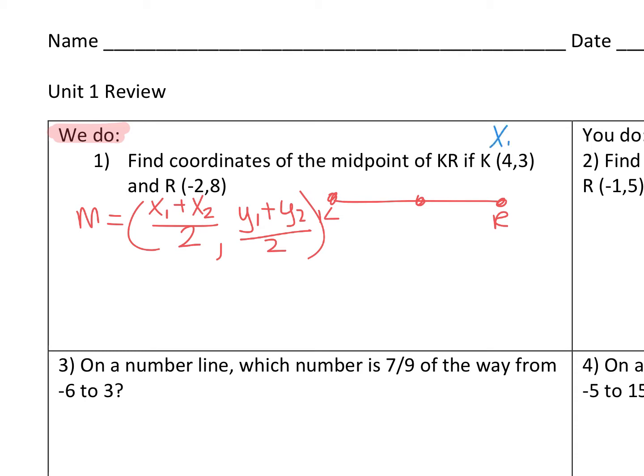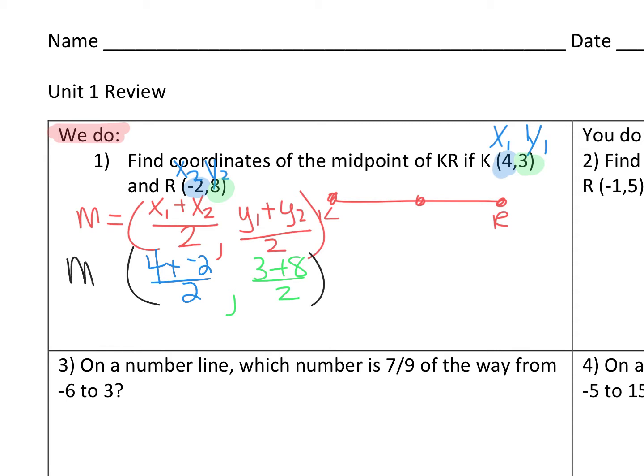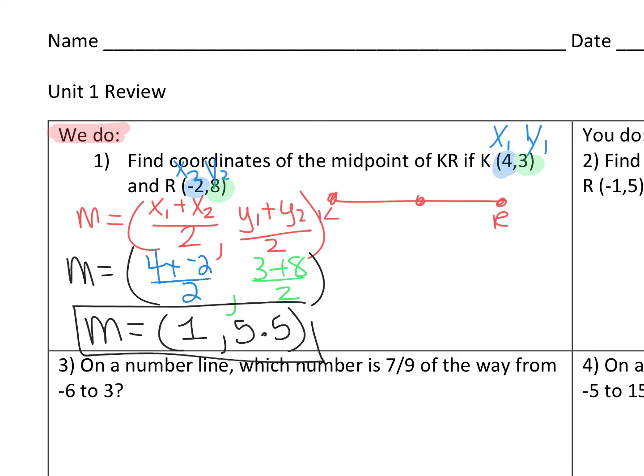We have an x1, y1. Then we have an x2, y2. So we're going to add our x's together and divide by 2, and then we'll add our y's together and divide by 2. So our x's are 4 plus negative 2 over 2, and then the y's are 3 plus 8 over 2. Okay, so when we add those together for the x's, 4 plus negative 2 over 2 turns into a positive 1. 3 plus 8 over 2 turns into a 5.5 or 11 over 2. Pause the video if you need to, but we're going to continue on.